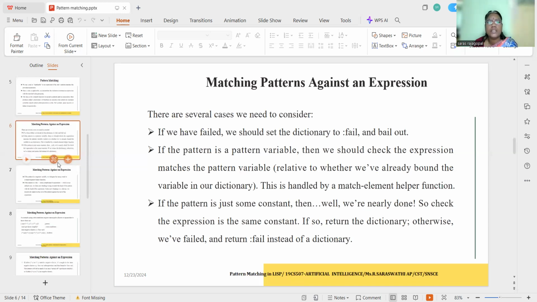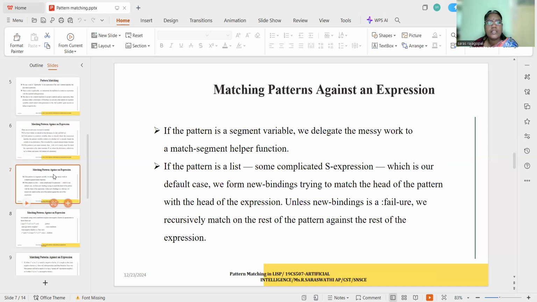Pattern matching against an expression: there are several cases we need to consider. If we have failed, we should set the dictionary to fail and bail out. If the pattern is a pattern variable, then we should check that the expression matches the pattern variable. This is handled by a match element helper function. If the pattern is just some constant, then we are nearly done. We check the expression is the same constant. If so, return the dictionary. Otherwise, we have failed and return fail instead of a dictionary.